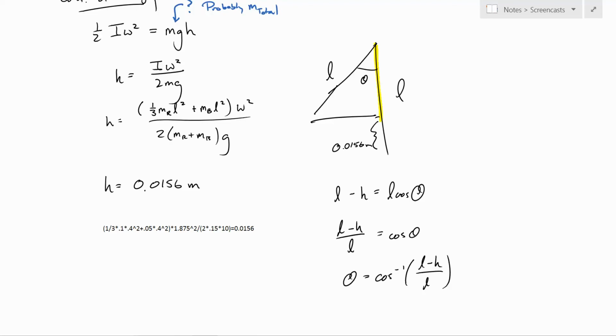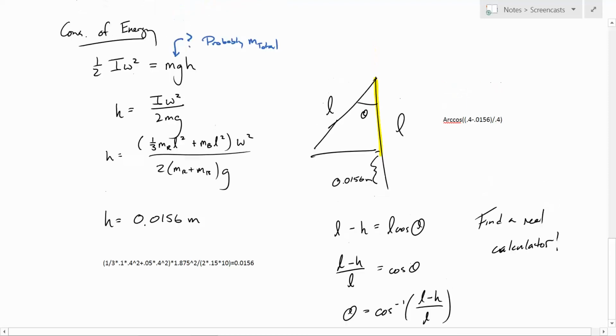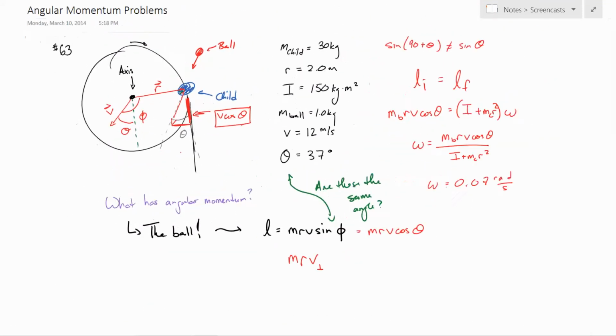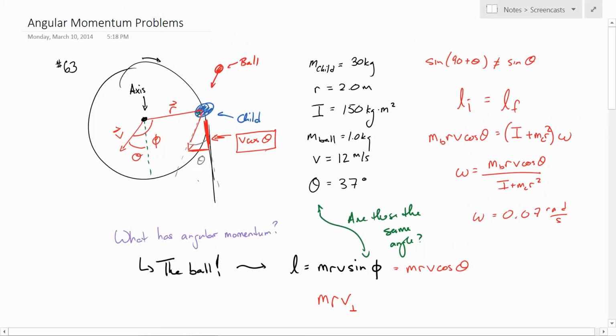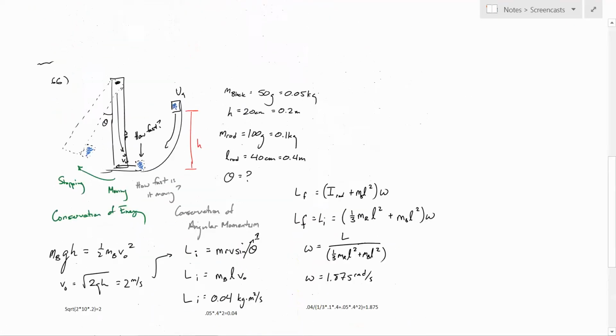We'll try that again: 0.4 minus 0.0156 divided by 0.4. Find a real calculator. I'm convinced it's probably right. Anyway, hopefully this long and rambly thing is useful in terms of solving these two problems. This has, again, angular momentum that's kind of not in a circle. This one has conservation of so many things one after the other. Good luck.